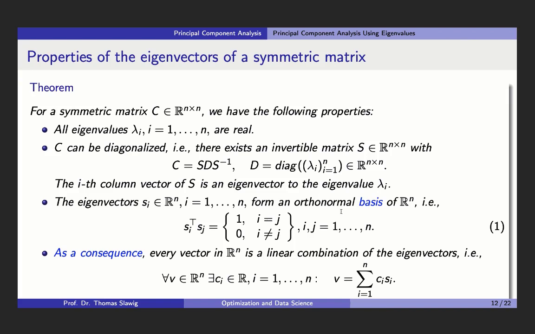Moreover, these eigenvectors form an orthonormal basis, so they satisfy this relation here. If we take the scalar product between a pair of these eigenvectors, then we get 1 if the index is the same. If the index is not the same, we get a 0. So they form an orthonormal basis. And as a consequence, every vector in R^n is a linear combination of the eigenvectors. So we can take any vector v, and we find coefficients in R such that we can write the vector as a linear combination of the eigenvectors.